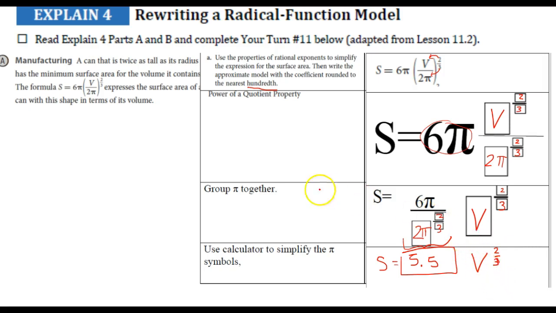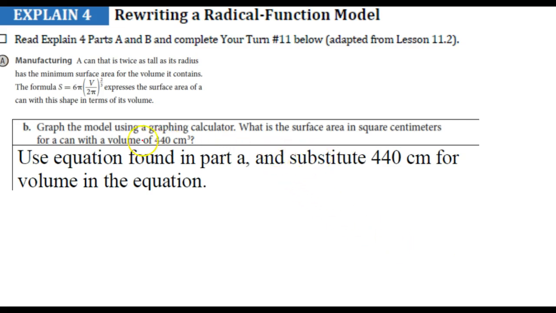Part B of our example asks us to take this equation and instead find what the surface area would be if my volume was 440 centimeters cubed. So I'm going to copy that down. S equals 5.5 V to the 2/3 power. Alright, so I will plug in for volume 440 raised to the 2/3 power times 5.5.